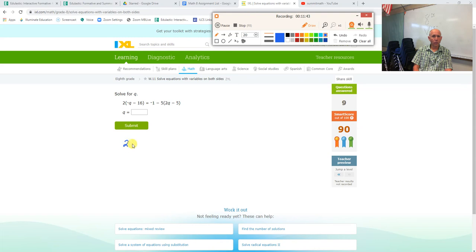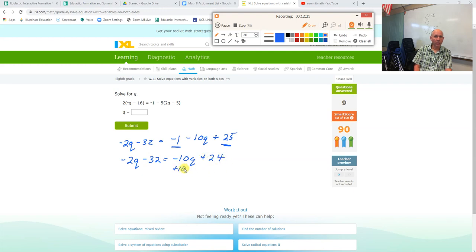So 2 times negative q is negative 2q. 2 times negative 16 is negative 32 equals negative 1. Negative 5 times 2 is negative 10q. Negative 5 times negative 5 is positive 25. Let's combine these terms right here. So I have negative 2q minus 32 equals negative 10q plus 24.